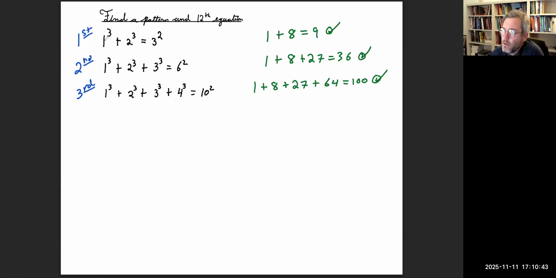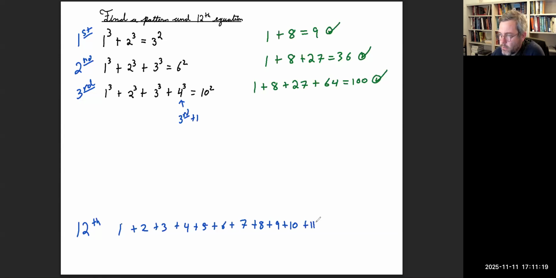Okay. 1 and 2 was the first. 1, 2, 3 is the second. 1, 2, 3, 4 is the third. So what is the 12th? It seems like we're always plus 1. So that's what I'm going to shoot for. 1, 2, 3, 4, 5, 6, 7, 8, 9, 10, 11, 12, 13.